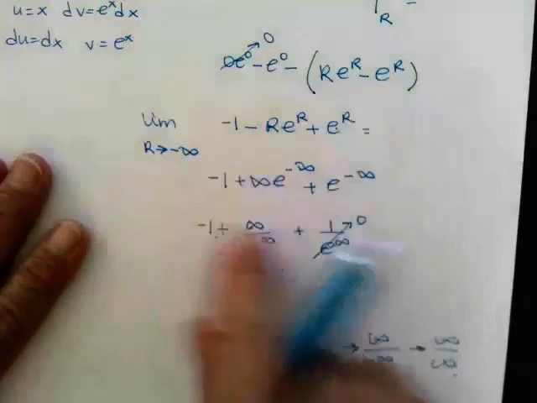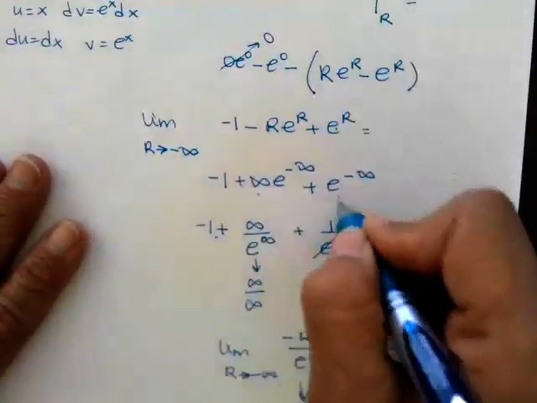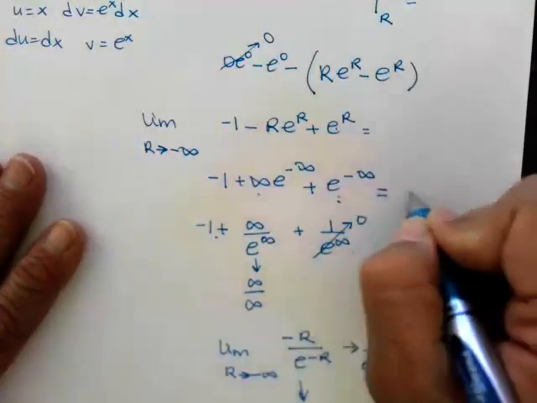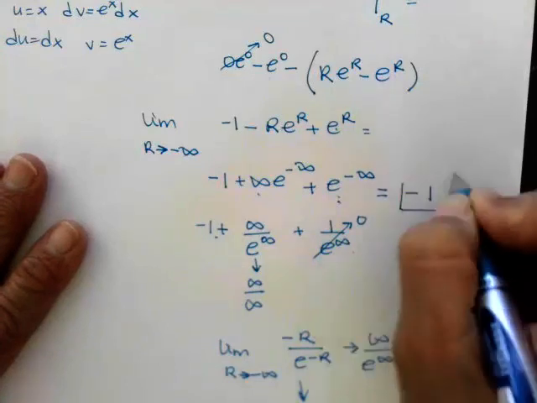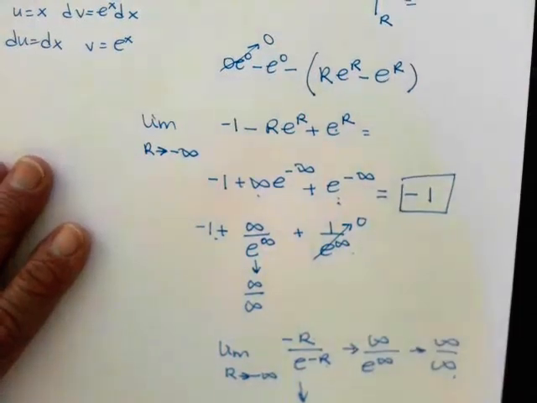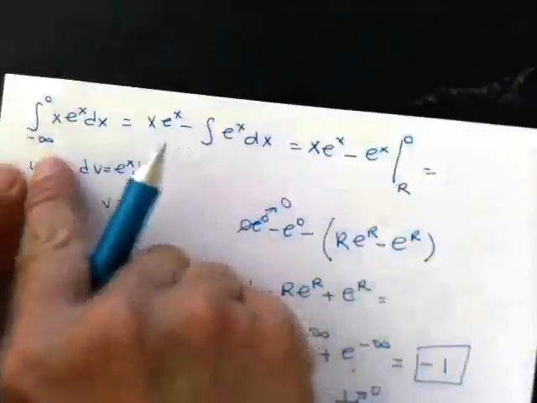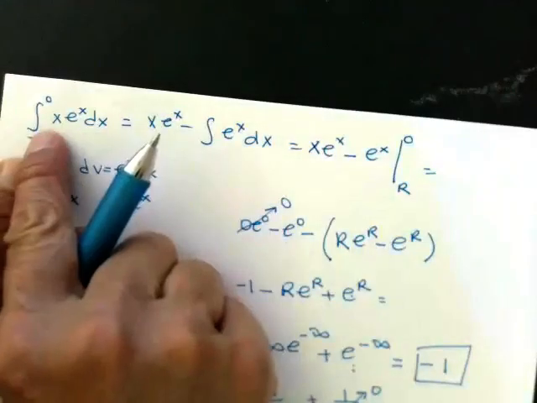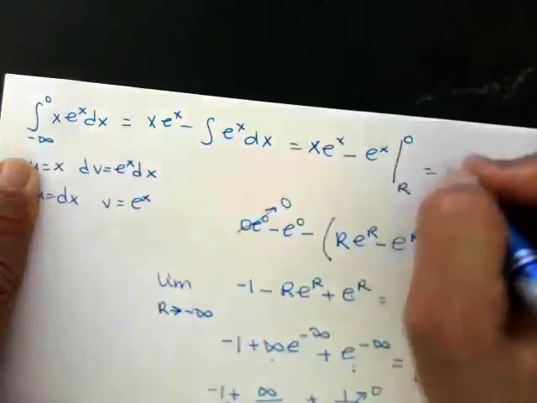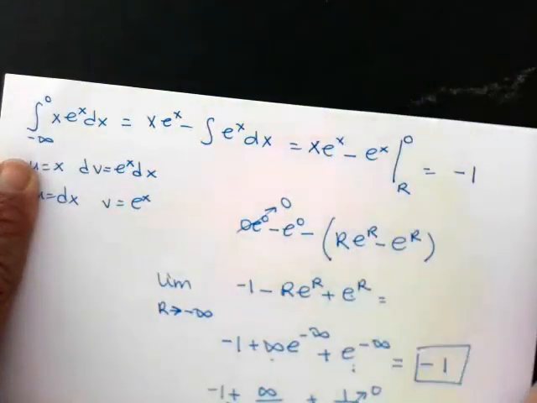So all of this, let us get up here. Both the last two terms go to 0. So my limit, my integral, is -1. So all the way back up here to the beginning, the integral from negative infinity to 0 of x e to the x is -1.